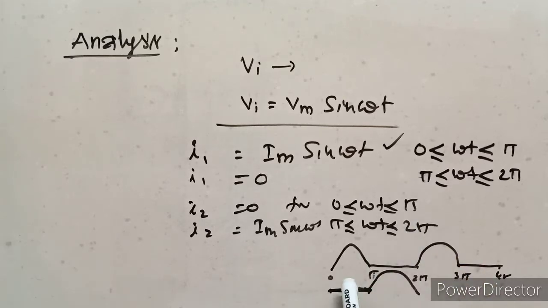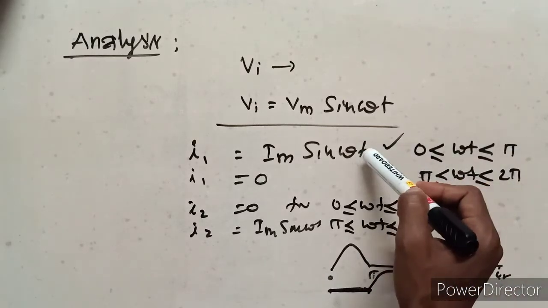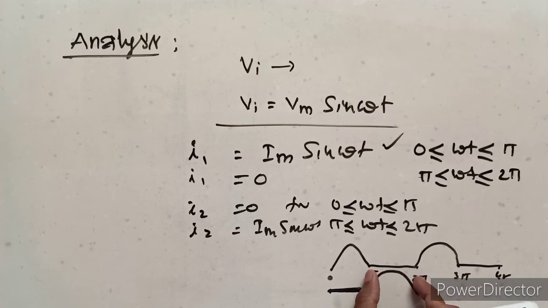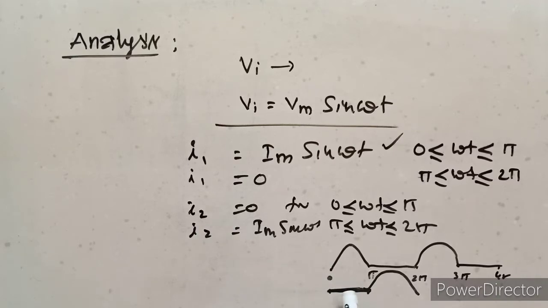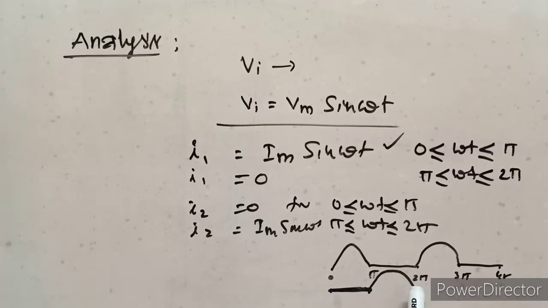For the first condition, it is allowed, so the current is Im sin omega t. For the second, it is not allowed, so 0. In the same way, in the reversed case, I2 is first of all 0, as it does not allow. The second one is allowed. These are the conditions.